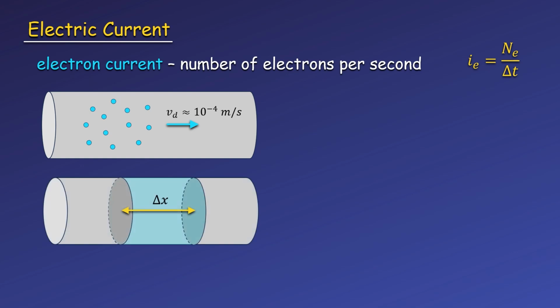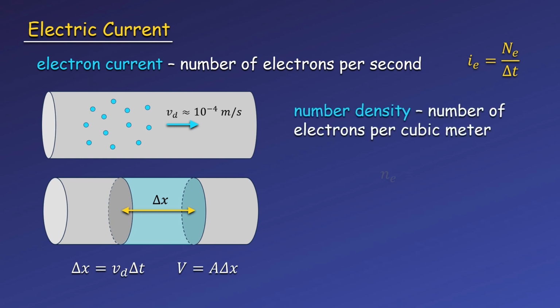Now we can look at a section of the wire. The distance along the wire the electrons will move through can be written as the drift velocity times the time it takes the electrons to move. We can also see the volume of this stretch of wire is the cross-sectional area times this length. We'll leave this here for a second.